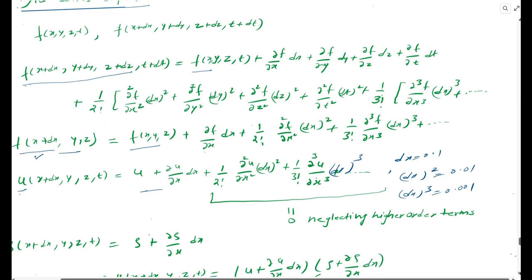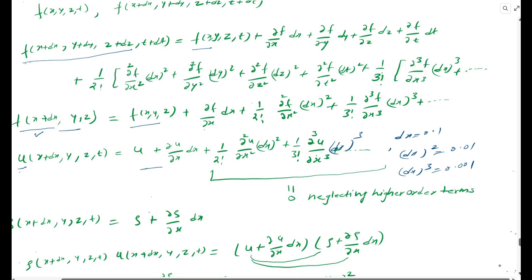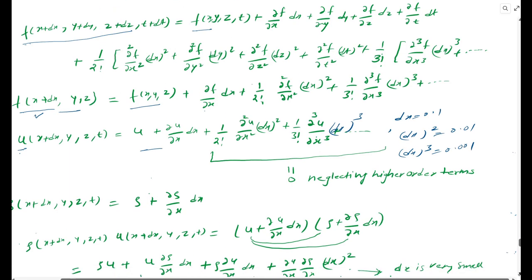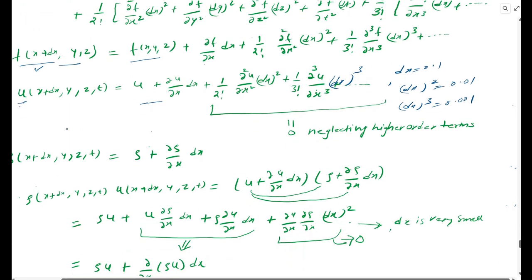So directly we can write u at x plus dx, y, z and t. Directly we can write only this one, because there is no change in y, z, and time.